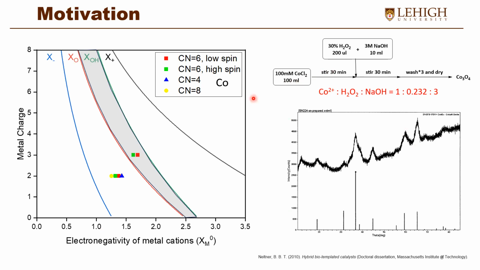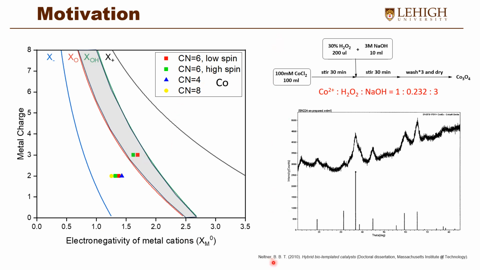So in this work, we found cobalt is an interesting species. Cobalt 2 plus is in the hydroxide region, and cobalt 3 plus is in the oxide region. So that means if we add oxidation, we can obtain the oxide directly.